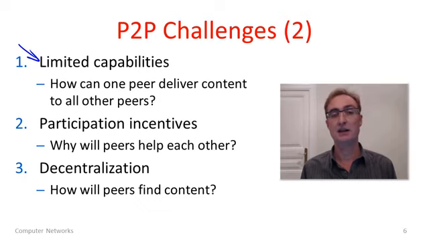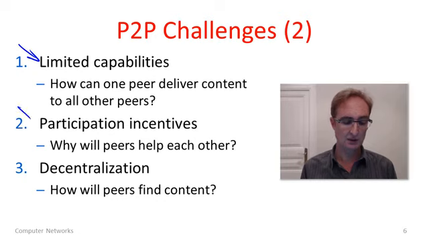While they may range in their capabilities, we don't have the luxury of deciding exactly who's going to be how powerful. So the question then is, how can one peer, which might not be a particularly high-end peer, deliver its content to all of the other peers in the system if they want to download that content?